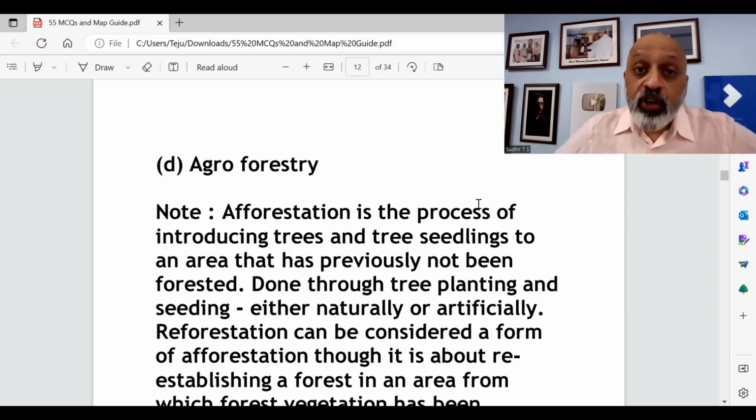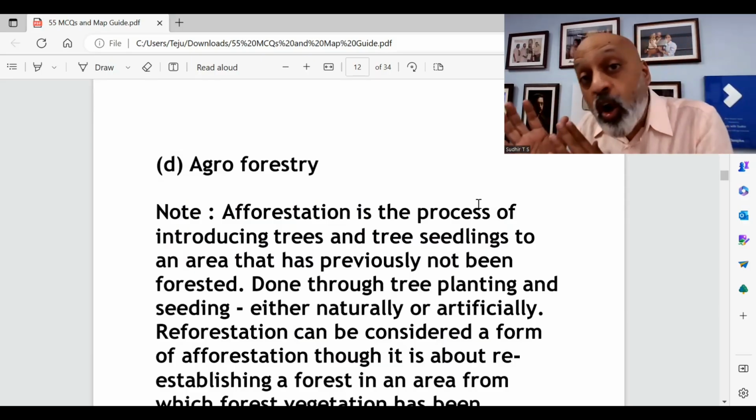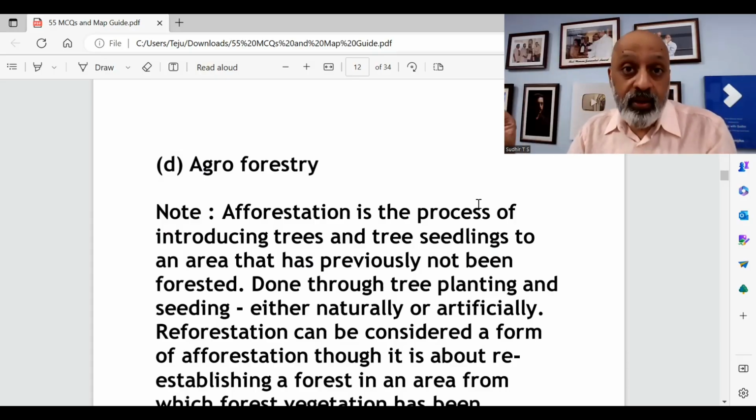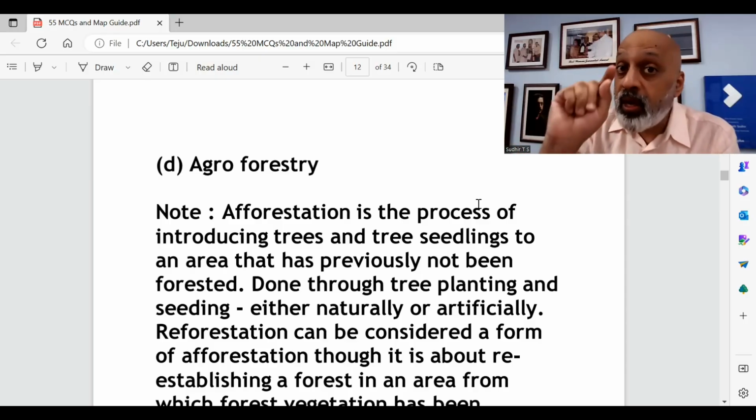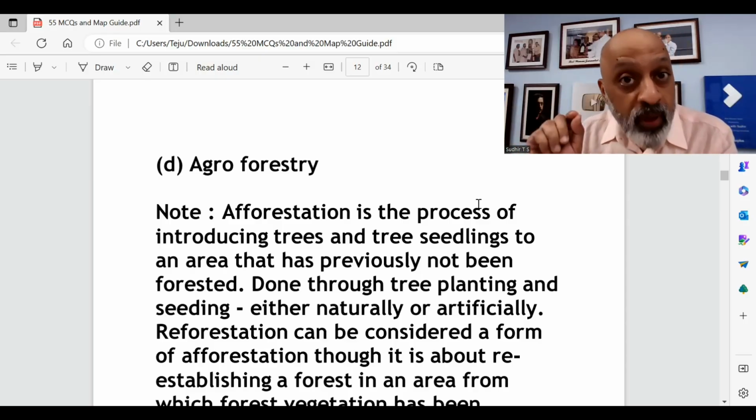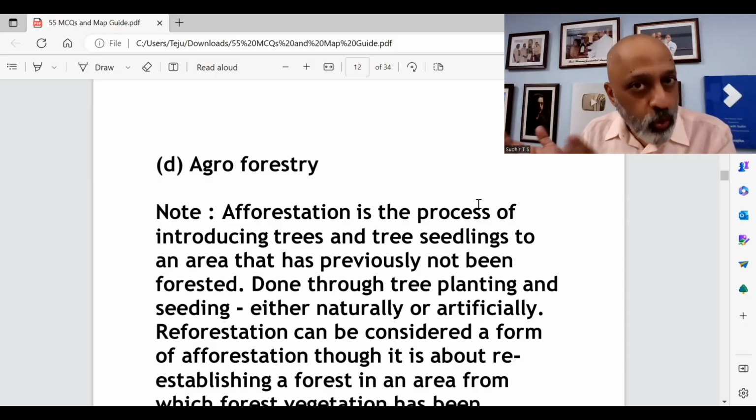Afforestation is the process of introducing trees and tree seedlings to an area that has previously not been forested. ये कीवर्ड है, ये की फ्रेज है. जहां पर पहले कभी जंगल एरिया था ही नहीं, वहां पर हम फॉरेस्टेशन करते हैं. सो एफॉरेस्टेशन और रीफॉरेस्टेशन में ये अंतर है, राइट? एंड इट इज डन थ्रू ट्री प्लांटिंग या सीडिंग, ईदर नेचुरली या आर्टिफिशियली.